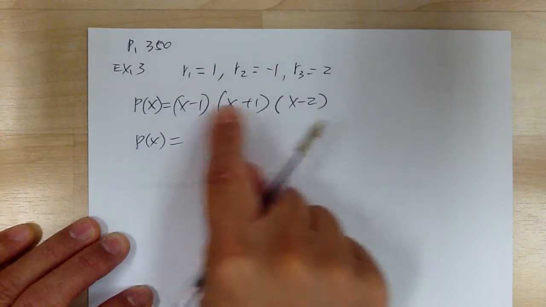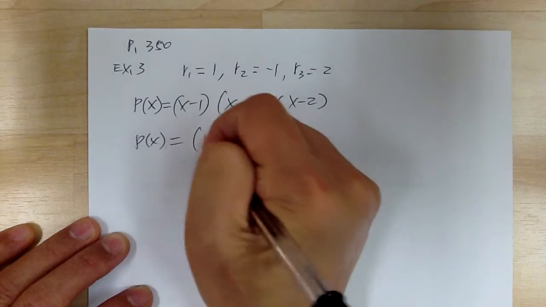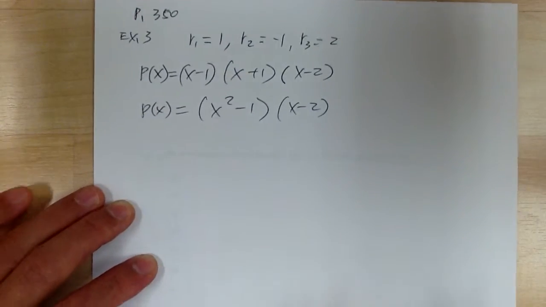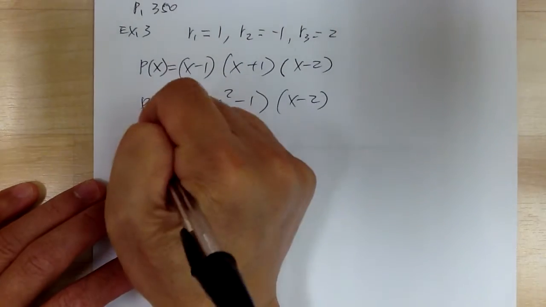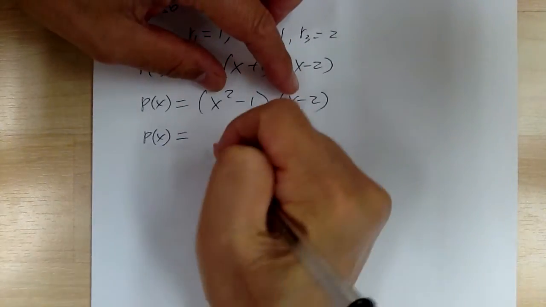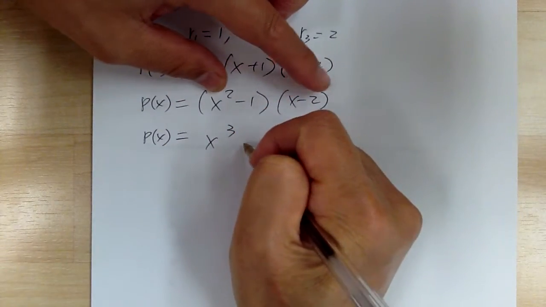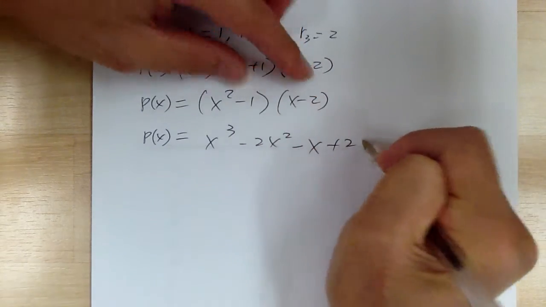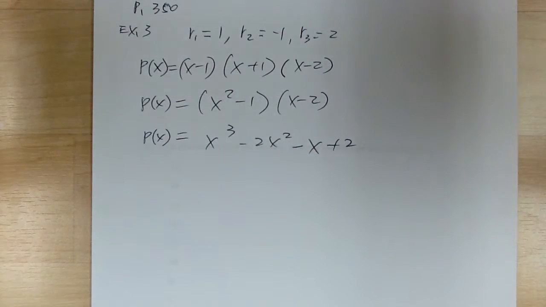So this will equal to this. These are conjugates. So this will give you x squared minus 1. So you always multiply the conjugates first. They will make things a lot easier. Okay, so now you multiply out. So you're going to get x to the 3 minus 2x squared minus x plus 2. And that's it. That's your polynomial.